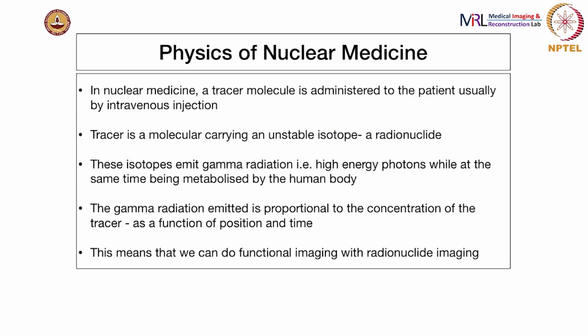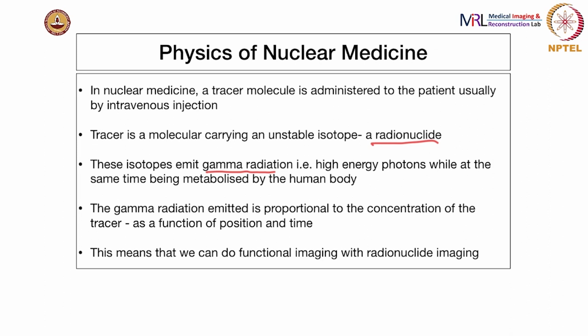Okay. So just to summarize again, in nuclear medicine, a tracer molecule, we call it a tracer molecule or radio tracer, is administered to the patient by intravenous injection. That is typical. And what is this tracer? It's basically a molecule carrying an unstable isotope, which is basically a radionuclide, right? And typically these isotopes emit gamma radiation, that is high energy photons, while at the same time being metabolized by the human body. This is what I meant. There is physiologic imaging happening here rather than just anatomical imaging.